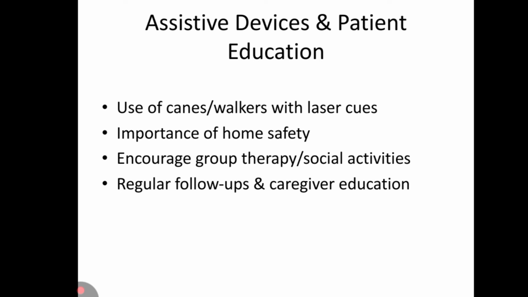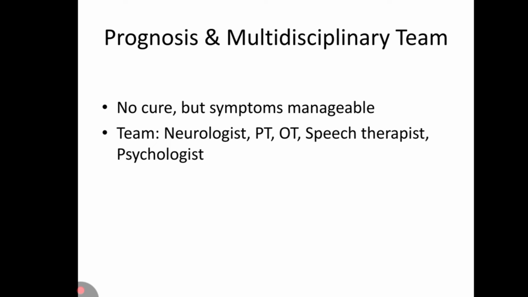Let's talk about the assistive devices and patient education: use of canes, walkers with laser cues, importance of home safety, encourage group therapy and social activities, regular follow-ups, and caregiver education is very important. Now, what's the prognosis and multidisciplinary team? There is no cure for Parkinson's disease, but symptoms are manageable. The team that will manage the Parkinson patient includes neurologist, PT, OT, speech therapist, and psychologist.